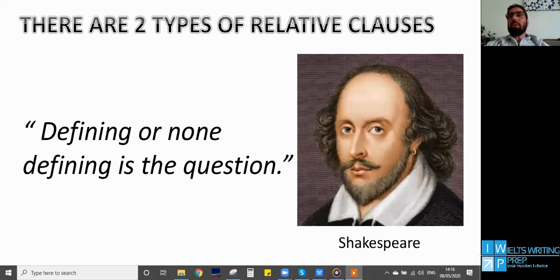There are two types of relative clauses. We have defining relative clauses, and we have non-defining relative clauses. We even got Shakespeare up from his grave to say defining or non-defining is the question.